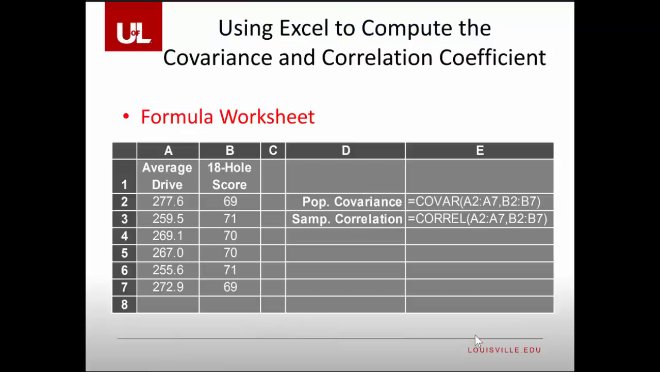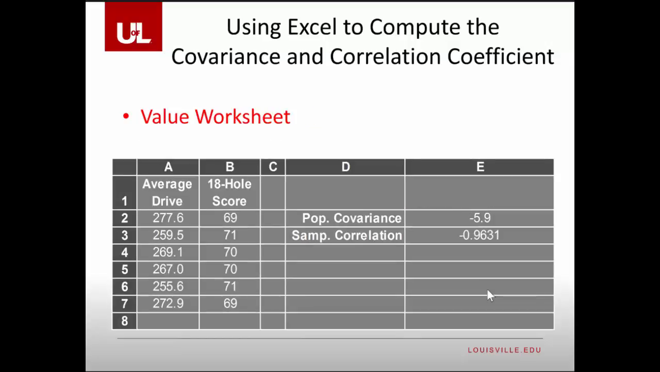You could bypass the pull-down window and just use the covariance and correlation commands in Excel. The population covariance is going to be COVAR and then the two variables, and the sample correlation is just CORREL and then those two variables. Notice that the correlation coefficient and the covariance always have the same sign.